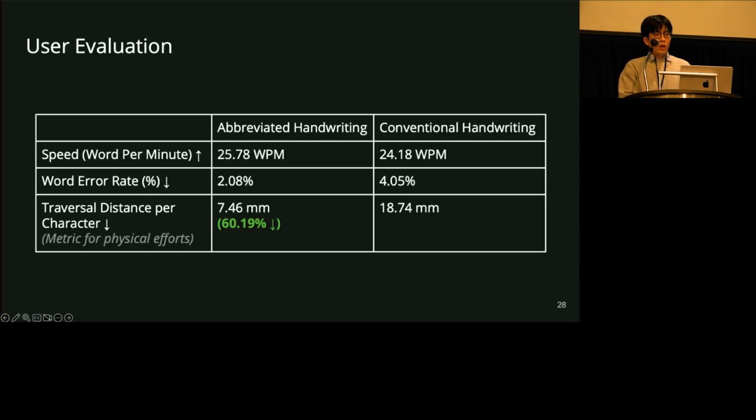We evaluated our prototype with 10 participants, where they were asked to transcribe given sentences. We also include conventional handwriting on Gboard as a baseline condition in the study. We observed slightly faster speed and lower word error rate, though the differences are neither significant. However, we observed a significant 60% reduction in handwriting efforts. It is measured by a metric named traversal distance per character, meaning the average distance the user's stylus tip needs to traverse on the screen to commit 1 character in the final text.